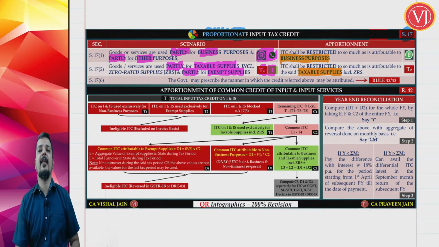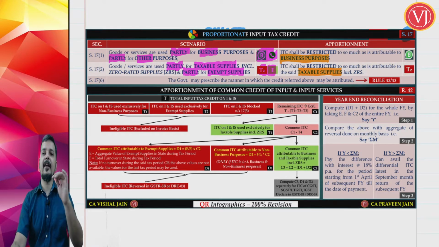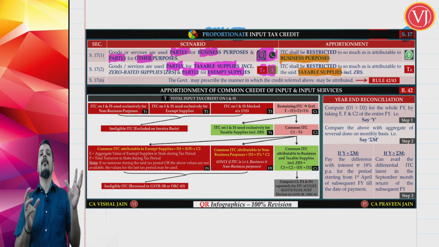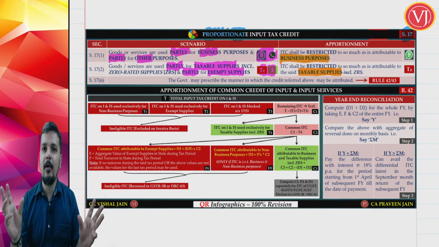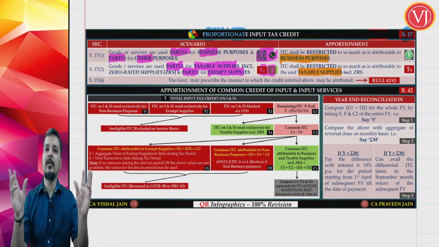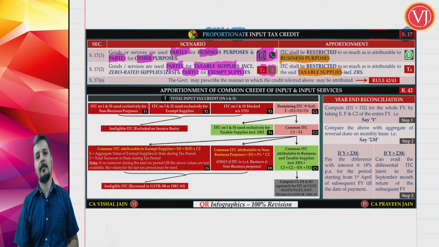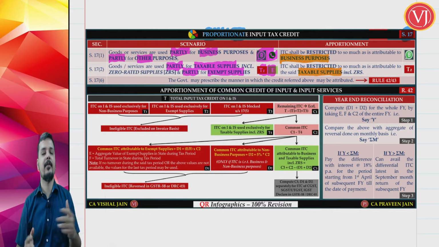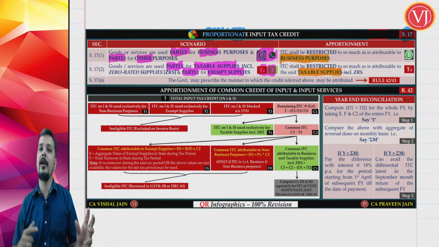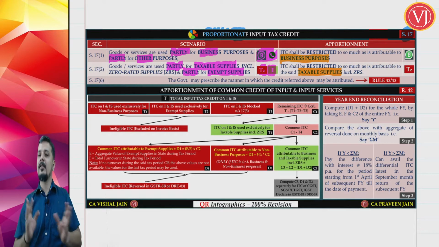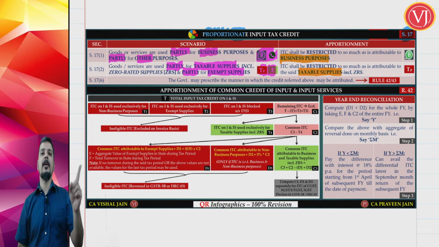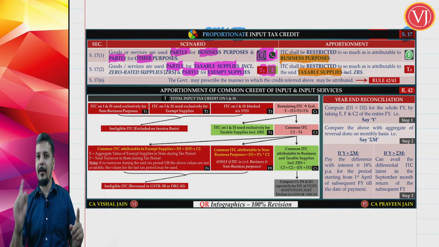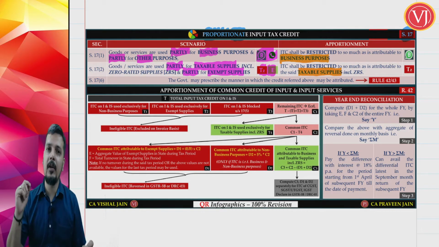So you have to understand how to segregate it. Now let us segregate the things and understand how you are going to get the credit. If goods or services are exclusively used for business purposes and exclusively used for taxable supplies, get full credit. If goods or services are used for only personal purposes, no credit. If goods or services are used only and only for exempt supplies, no credit. So till here things are very simple. Fully used for business and taxable supplies, full credit. Exclusively used for only personal purposes, no credit. Exclusively used only for exempt supplies, no credit.